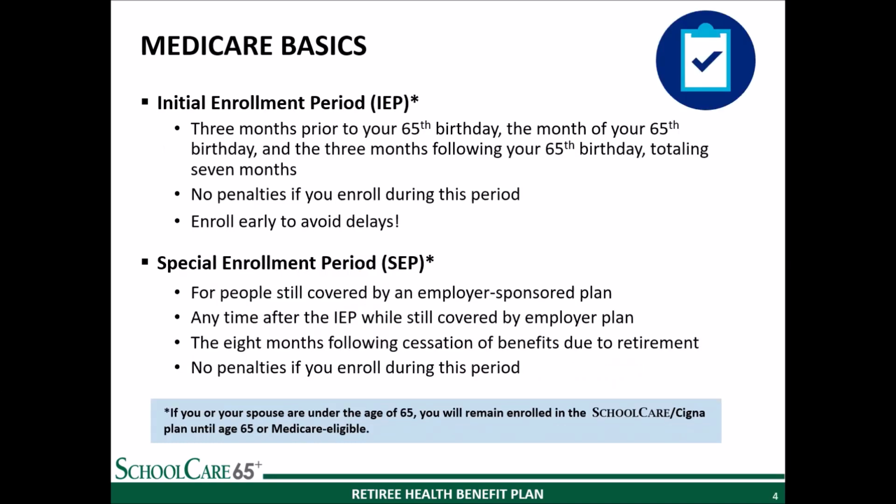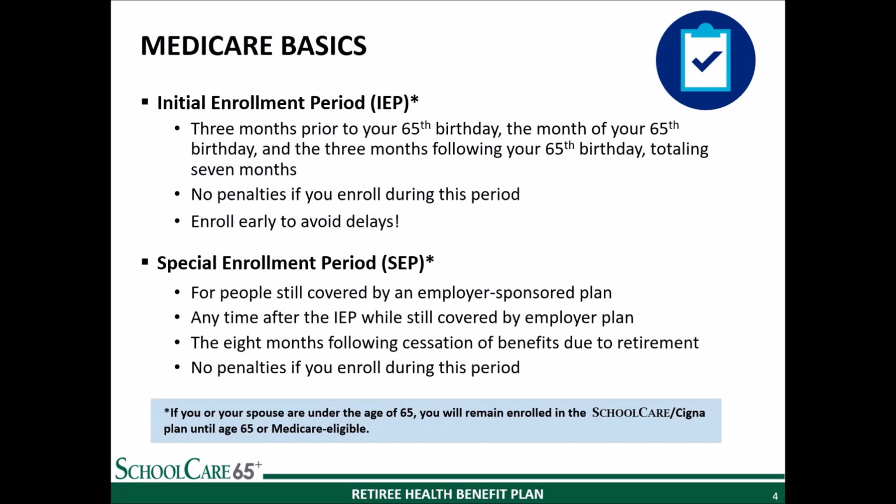Medicare has 3 enrollment periods. The first is your initial enrollment period, or IEP. This is made up of the 3 months prior to your 65th birth month, your birth month, and the 3 months after your birth month. There are no penalties if you enroll during this time.